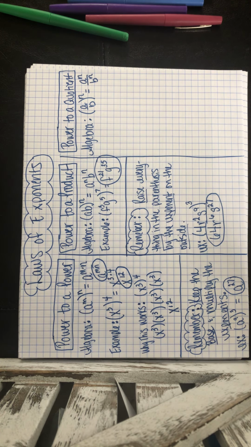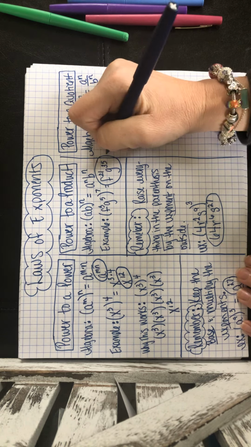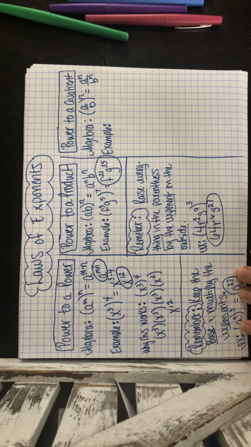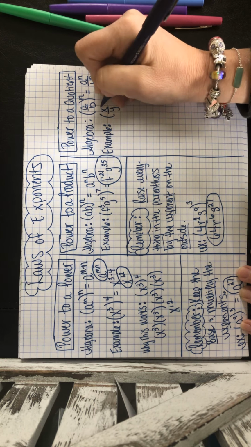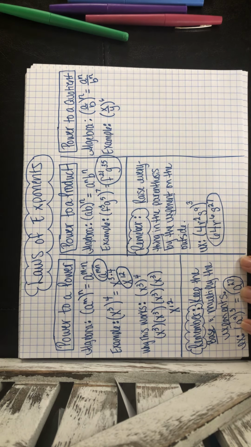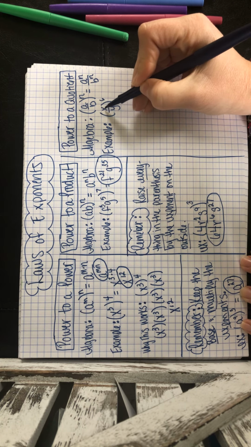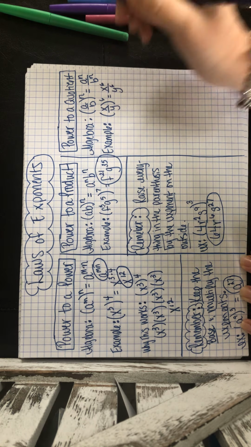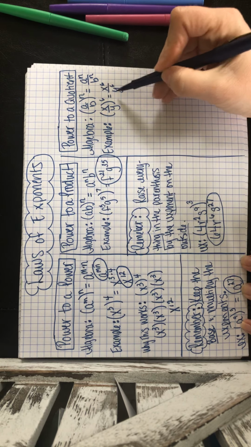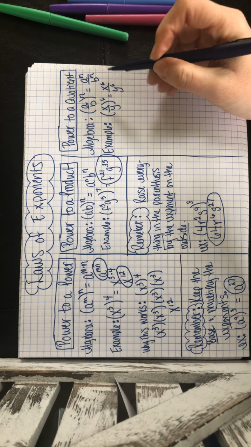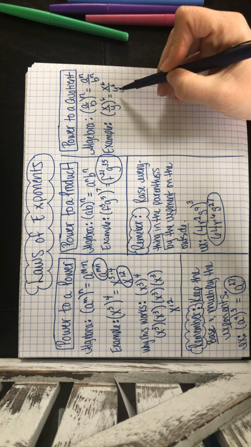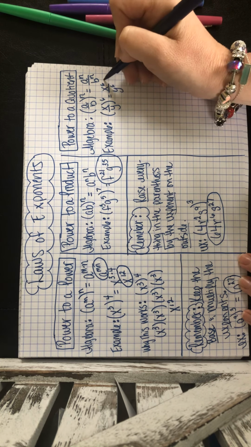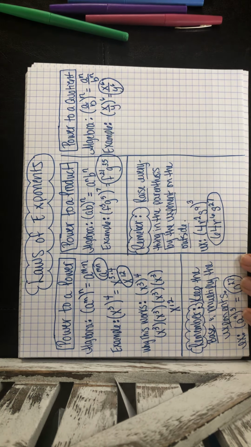So let's look at an example for that. All right, so if we have x divided by y, and all of that is being raised to the 6th power. So this is going to be x to the 6th and y to the 6th. That's it. And in this case, we can't simplify any further because this and this are different bases. So we can't subtract the exponents. There's nothing for us to cancel out here. So this is going to be your final answer for that one.